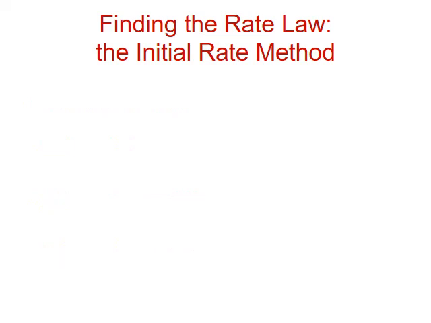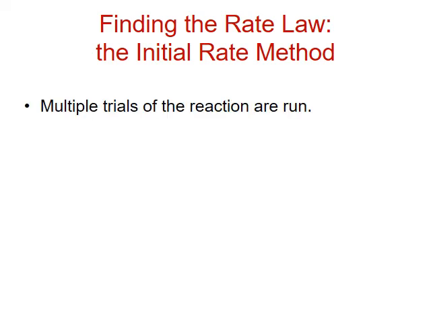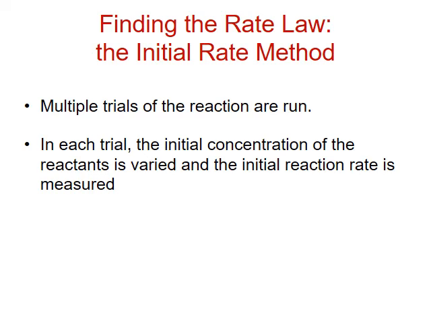So how do we figure out which exponent or order applies to our particular reaction? The simplest method is known as the initial rates method. And in this method, we run the reaction multiple times or trials. And in each trial, the initial concentration of the reactants is changed. And the initial reaction rate is measured. So that initial reaction rate can be measured either as the average reaction rate or the instantaneous one, as we described in the previous PowerPoint narration.